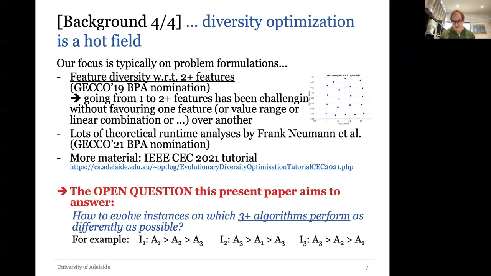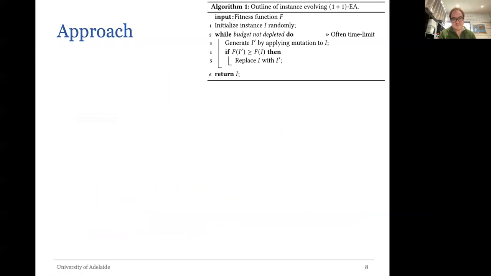The open question of today in this very present paper is the following. How do we evolve instances on which 3 or more algorithms perform as differently as possible? For example, we might think of an instance I1 where algorithm 1 performs better than algorithm 2 performs better than algorithm 3. And for another instance, we might prefer algorithm 3 to be performing better than algorithm 1, better than algorithm 2, and so on. And we might have lots of these targeted permutations.